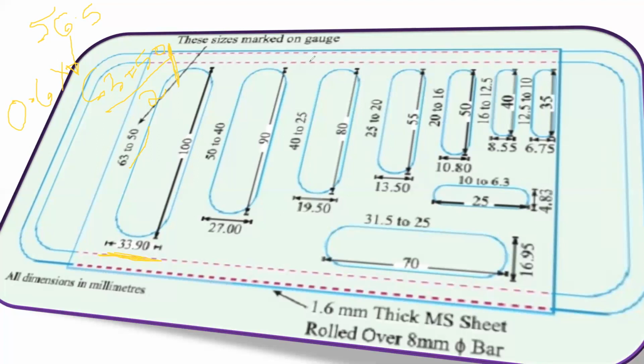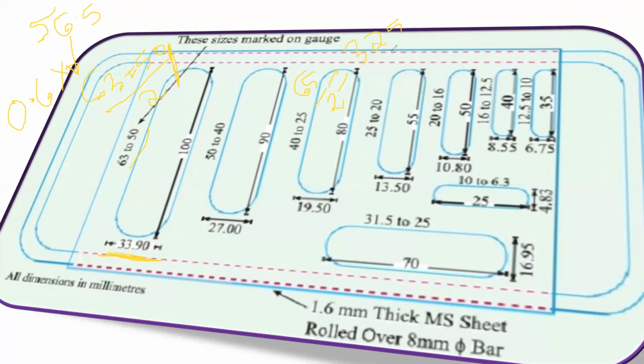Similarly, you can do it for this as well. Here 40 to 25 mm is written. What will be the average of this? 40 plus 25 is 65, and half of 65 you have to take, right? So 65 divided by 2, I'm getting 32.5. So 32.5 is my mean size.